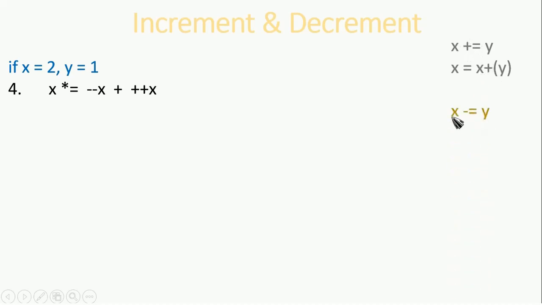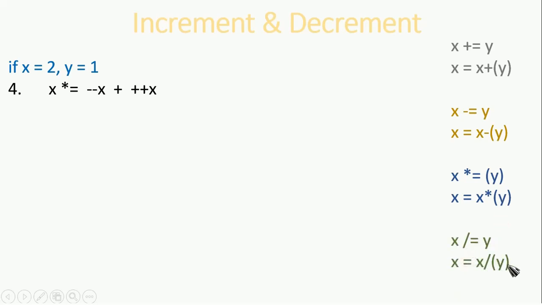In case it is x -= y, then it is x = x - y. Same like that, x *= y is x = x * y. x /= y is x = x / y. These are the special meanings when the expression is like this.